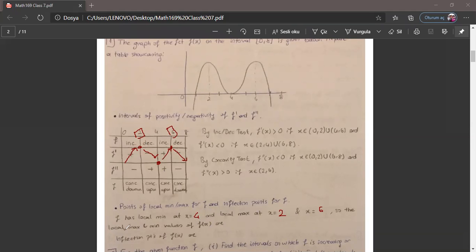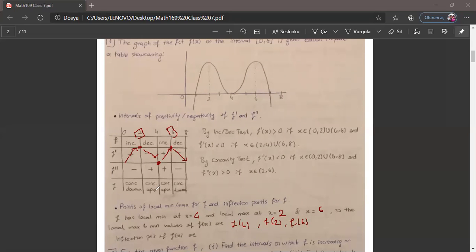So what are the local max and min values of f? We just put, instead of x, 4, f of 2, and f of 6. As we don't have the formula for the function, we don't know what the values are, but as the function has a local minimum at this point, f of 4 gives us the local minimum value, okay?